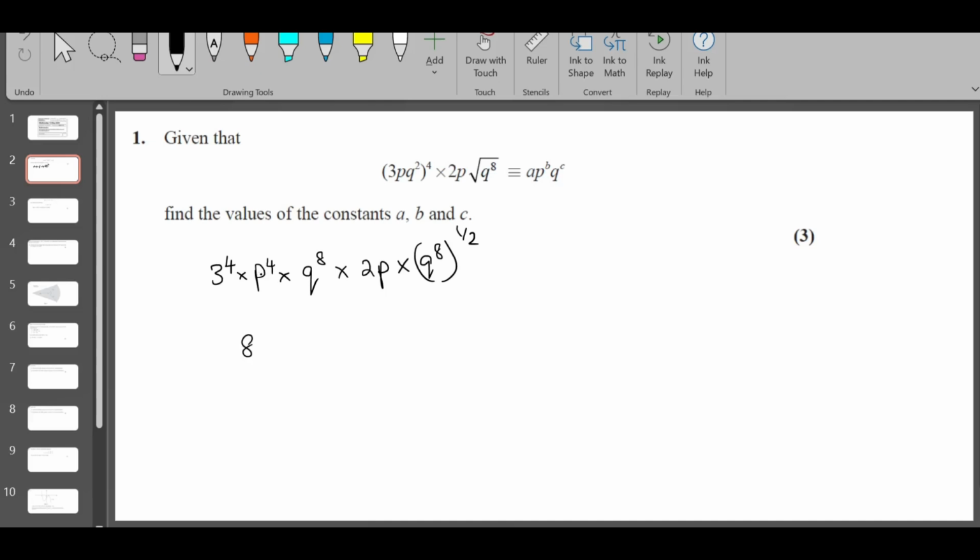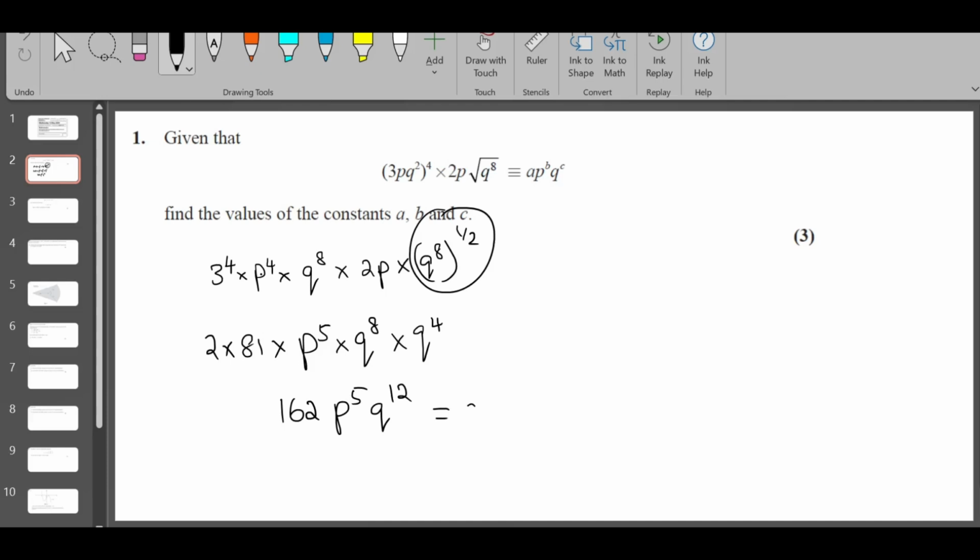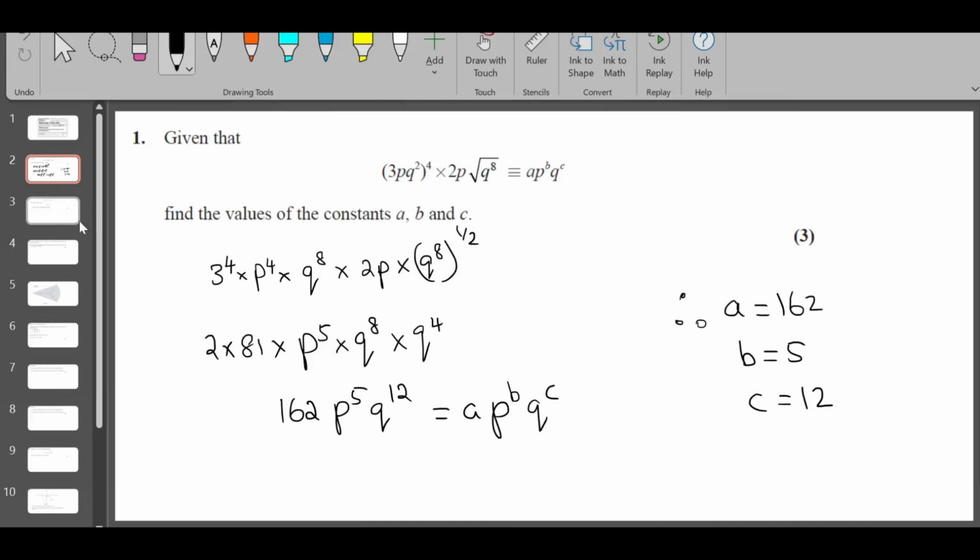3 power 4, put it in your calculator, 81. P power 4 times P is P power 4 times P power 1, which is P power 4 plus 1. And then Q power 8 times, this becomes 8 times half, so Q power 4, there is 2 also. So you're going to get 162, P power 5, Q power 8 plus 4 is A, P power B, Q power C. Therefore, A is the number in front, B is the power of P, C is the power of Q. That's just an easy 3-mark question.